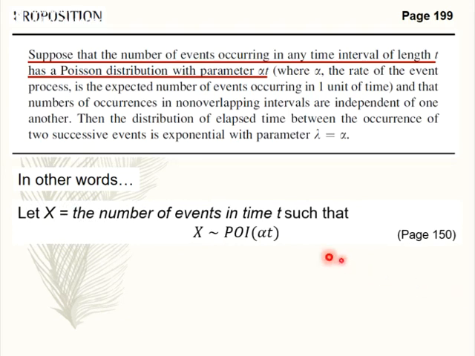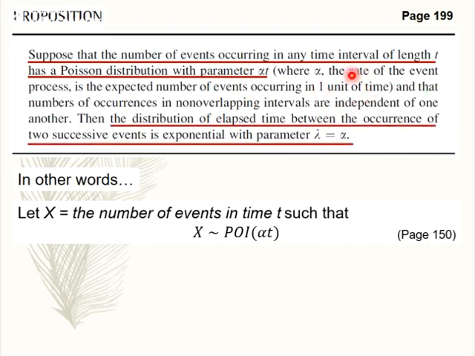This notation of alpha t was first introduced on page 150, so just go back there to refresh on it. Now, I want to jump to the last sentence here. We'll come back to the stuff in the middle, and go straight to the conclusion. So, suppose this is true. The next sentence then says, then the distribution of elapsed time between the occurrence of two successive events is exponential with parameter lambda equal to alpha.